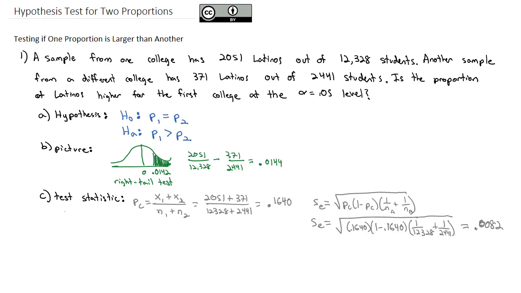Almost ready to calculate our test statistic. We still need to know the proportion of the first group as a decimal and the proportion of the second group. The first group had 2,051 Latinos out of 12,328 students. That's about 0.1664. The second group, the second college, had 371 Latinos out of 2,441. That's going to give us 0.1520.